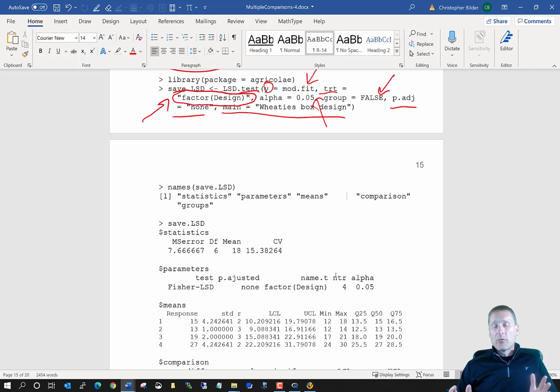Let me make sure to emphasize that you would not run this function unless you actually rejected the overall hypothesis of equality of means when you are using Fisher's protected LSD method. So even though it says none, it's still expected that you know what you're doing and that you wouldn't do this procedure unless you had originally rejected.